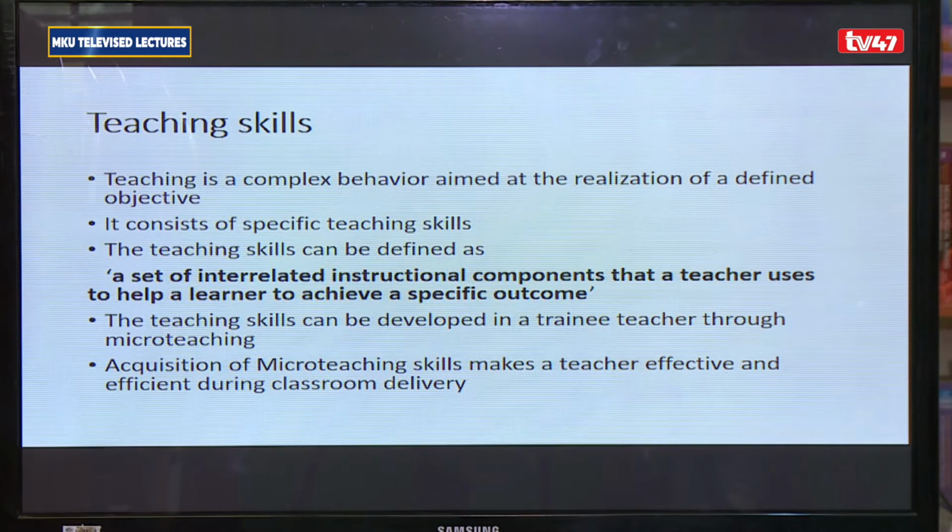The teaching skills can be developed in a trainee teacher through micro-teaching. Remember, we defined micro-teaching in lesson number 2. Now, acquisition of micro-teaching skills makes a teacher effective and efficient during classroom delivery. This is why the essence of micro-teaching, remember, is to prepare you to be able to handle a full class of 50, 60 students, and you take them through a normal lesson that may be 40 minutes or 80 minutes.